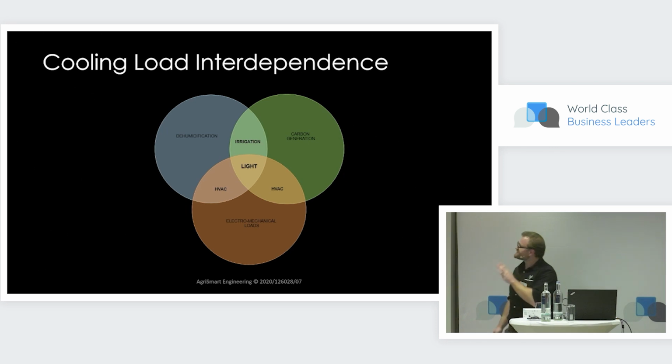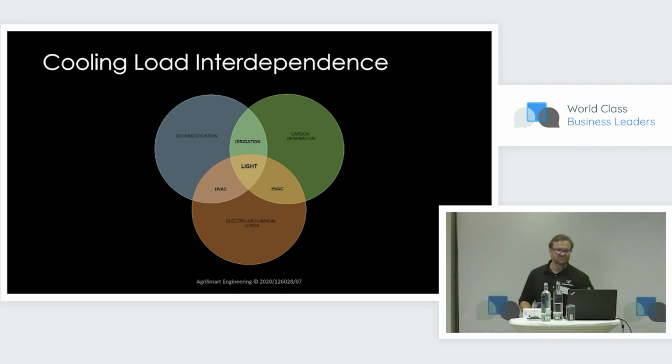There's a strong interdependence of cooling load. So this is called a Venn diagram. These circles represent some of the largest contributors to your cooling loads, and the intersection represents the area in which they feature. So for example, light and irrigation has got to do with humidification because it drives what? Evapotranspiration. Okay? Light and electromechanical loads generate heat, so what do you need to do? Heating, ventilation, and air conditioning.